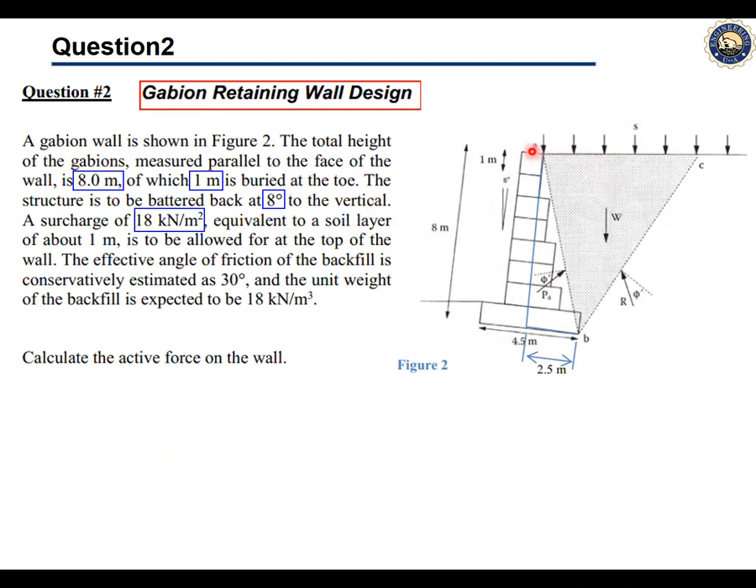The effective angle of friction of the backfill is conservatively estimated as 30 degrees, and the unit weight of the backfill is expected to be 18 kN per meter cube. We are required to find the active force on the wall, that is this PA value.